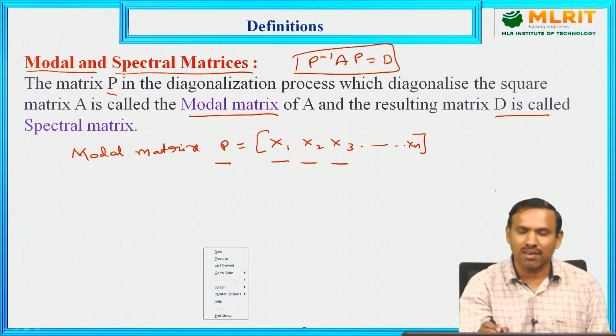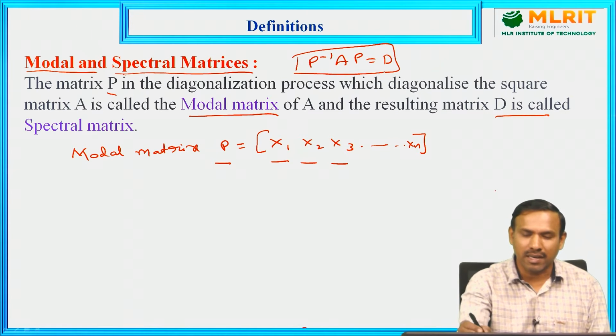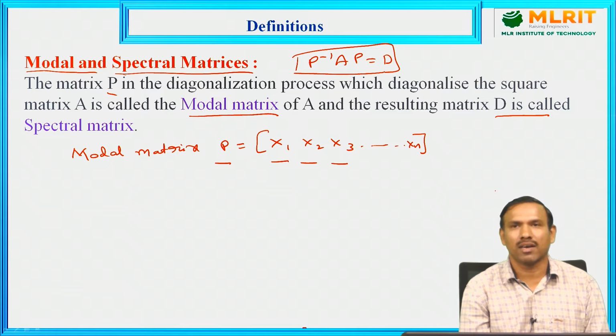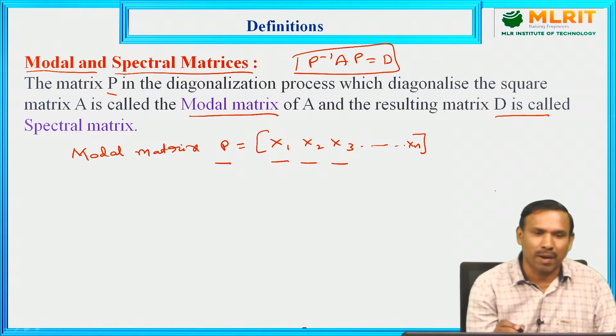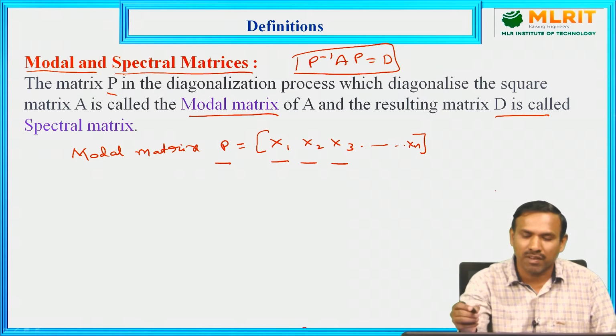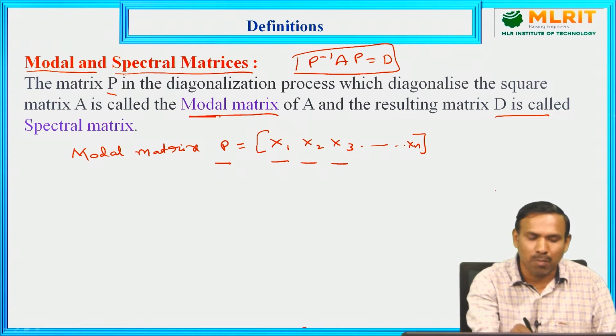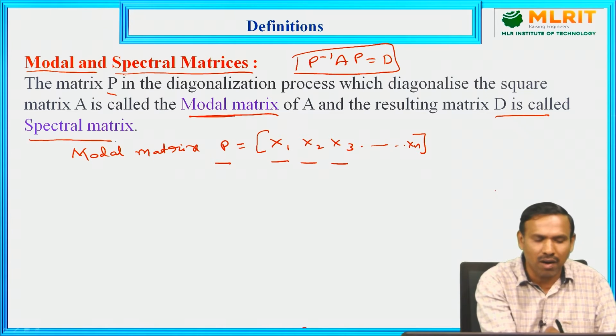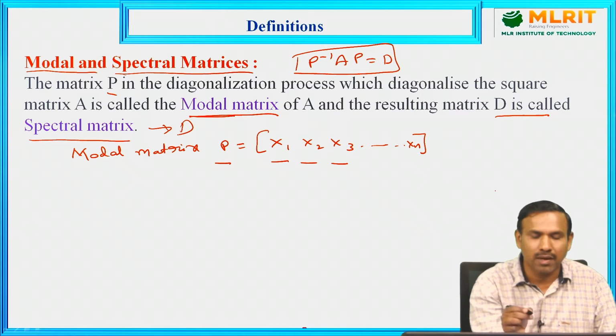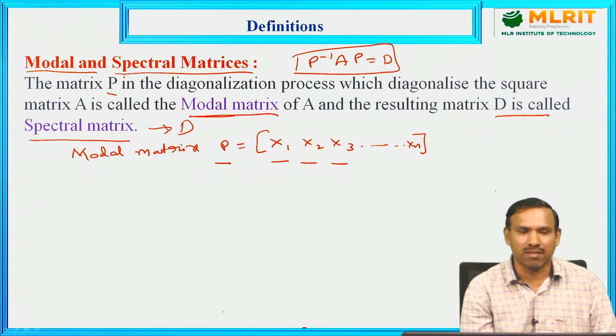In the process, what we are getting is D, the diagonal matrix. D is called the diagonal matrix, that is, the spectral matrix. So, two things in P inverse AP is equal to D. P is called a model matrix, and the result matrix D is called the spectral matrix. Just now we discussed what the diagonal matrix is, right.